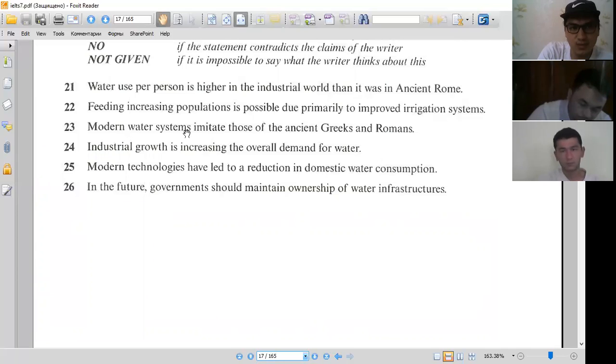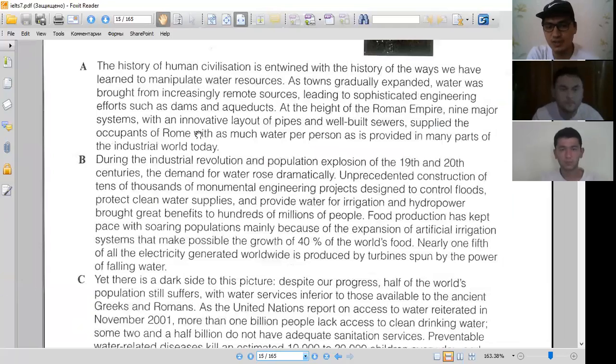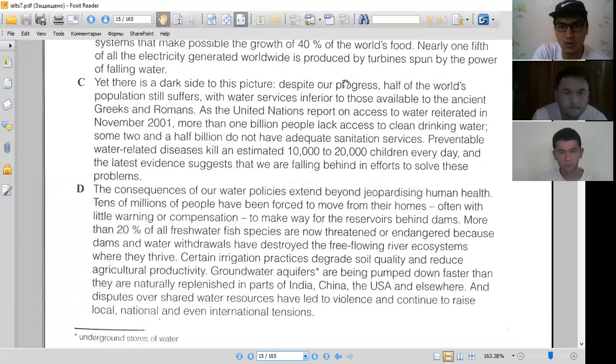Modern water systems imitate those of ancient Greeks and Romans. So modern water, Greeks and Romans, imitate. The third question. So the question 3 is from paragraph C, right? C. So in order, we should not forget the order. Since it's the third question, the likelihood of it coming from the third paragraph is very high. Here are Greeks and Romans, do you see? And Romans. Yes. Good.